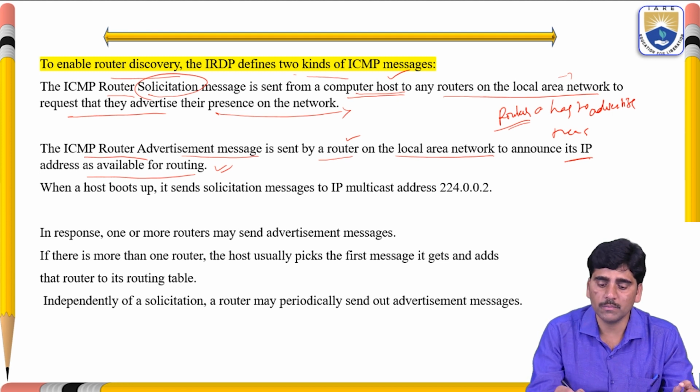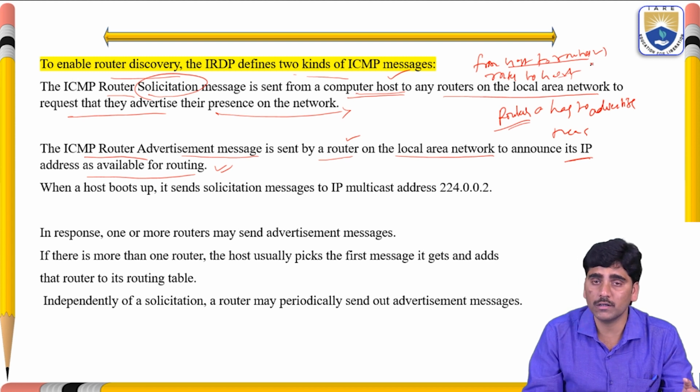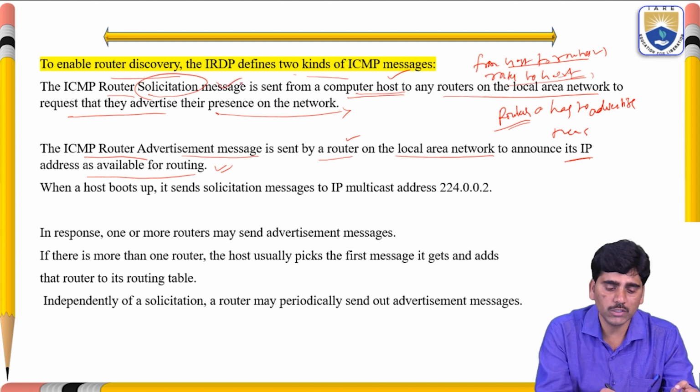One is the message from host to router, which is the solicitation message. The other is the router to host message. The first one, the solicitation message, is a request message for the router to advertise itself. The second one is the router advertisement message, which is provided in the form of an IP address, so that the router and hosts can communicate together by providing these two types of messages.